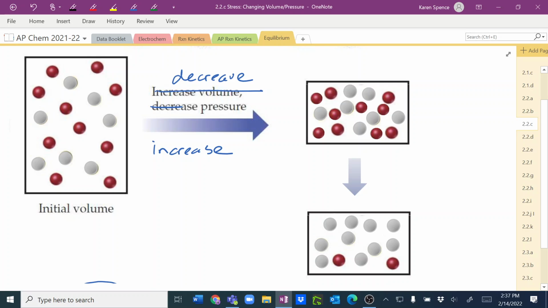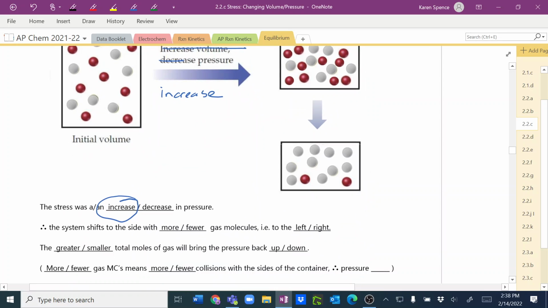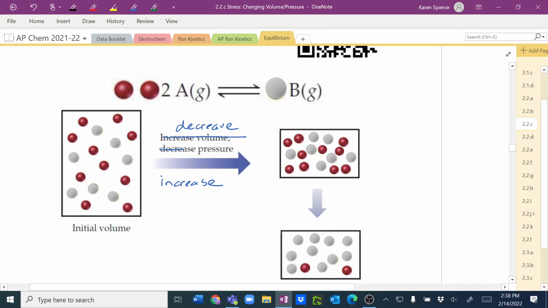Once again, that is a Le Chatelier's explanation. The stress was an increase in pressure, so the system will shift to decrease the pressure, which means it shifts to the side with fewer molecules, because fewer molecules will decrease the pressure. That's not an actual reason why, but it helps you predict the direction of the shift. So there was an increase in pressure, so the system shifts to the side with fewer gas molecules, which is the products. You go from 2A to having only 1B.